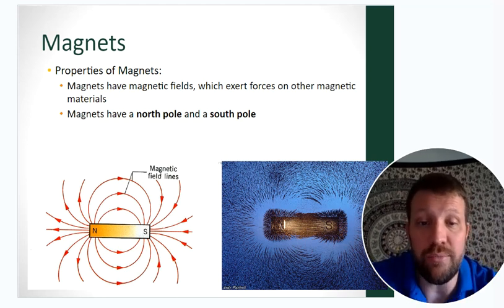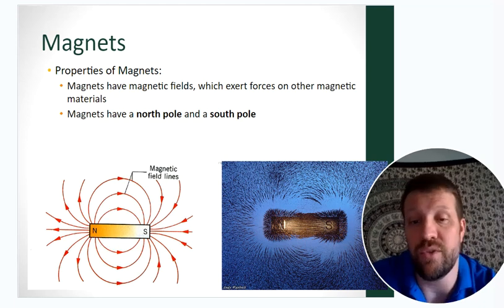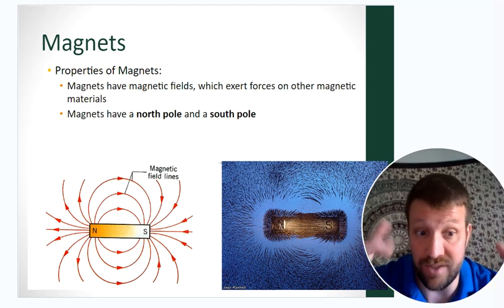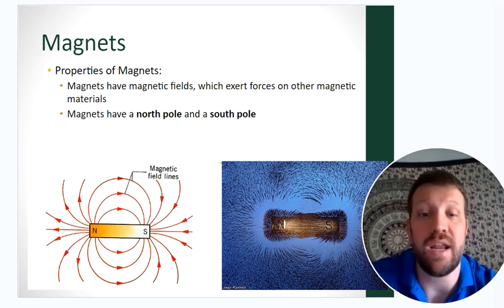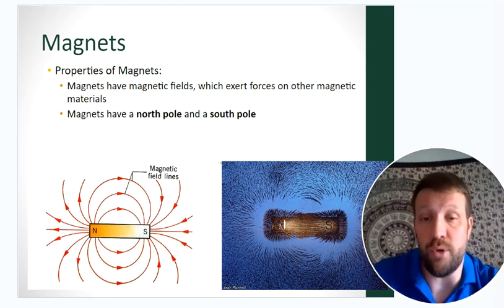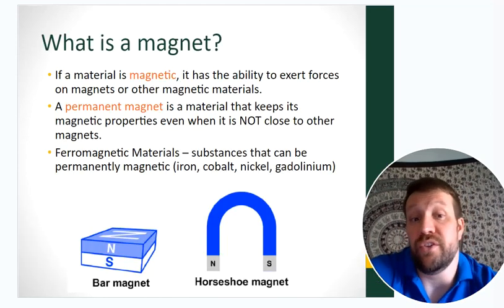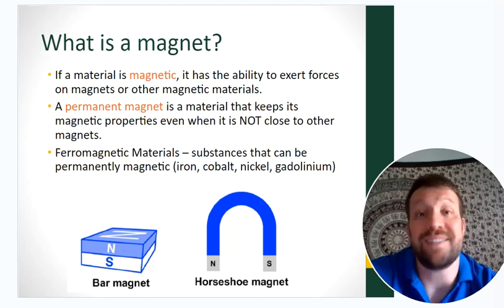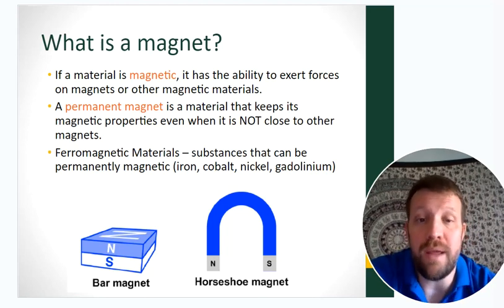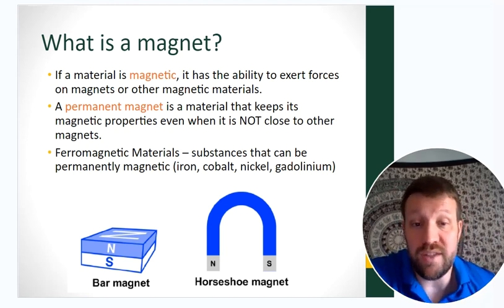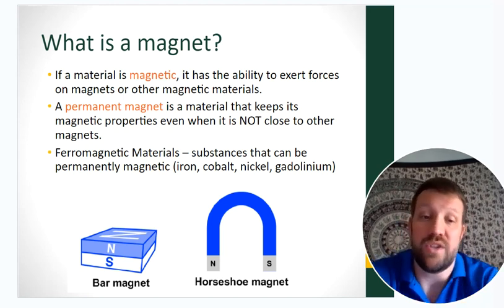We've got north and south poles on magnets, and you see how magnetic field lines move between them. We're going to be out of north and into south. That's going to be our positive direction. So magnetic fields are generated out of a north pole and into a south pole. To actually define it, it's a material that's magnetic. It's going to always be metallic. A permanent magnet is a material that keeps its magnetic properties at all times, no matter what, even when it's not close to other magnets.